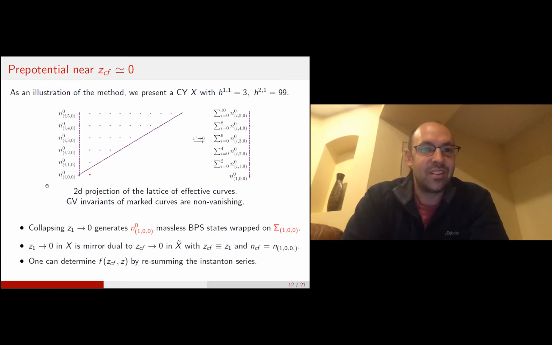So you can trust me at this moment, and then I'm going to just identify z1, which is the volume of the collapsing curve, with the conifold modulus, and the Gopakumar-Vafa invariant of sigma 1 with the number of conifolds. The nice thing about this collapsing volume is that you can determine the holomorphic piece of the conifold period in a very efficient and very simple manner by just resumming infinite instantons. It's just all talk. Let me give you a concrete way to do that.